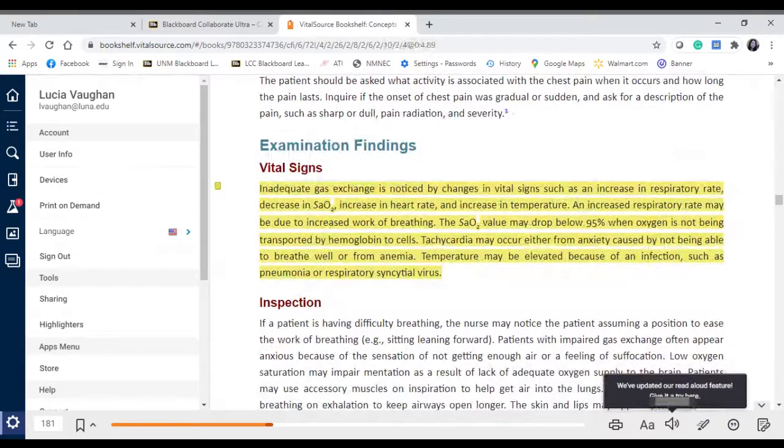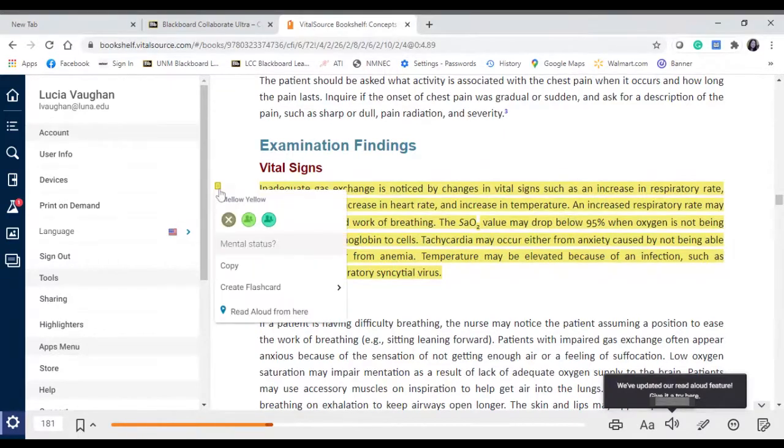Now these are our abnormal findings, or what we see if we're having inadequate gas exchange. We're going to have an increased respiratory rate, decreased SAT, increased heart rate, and increased temperature. An increased respiratory rate may be due to increased work of breathing. The SAT may be below 95 when oxygen is not being transported by hemoglobin to the cells. Tachycardia may occur from anxiety, from not being able to breathe well, or from anemia. Temperature may be elevated because of an infection such as pneumonia.